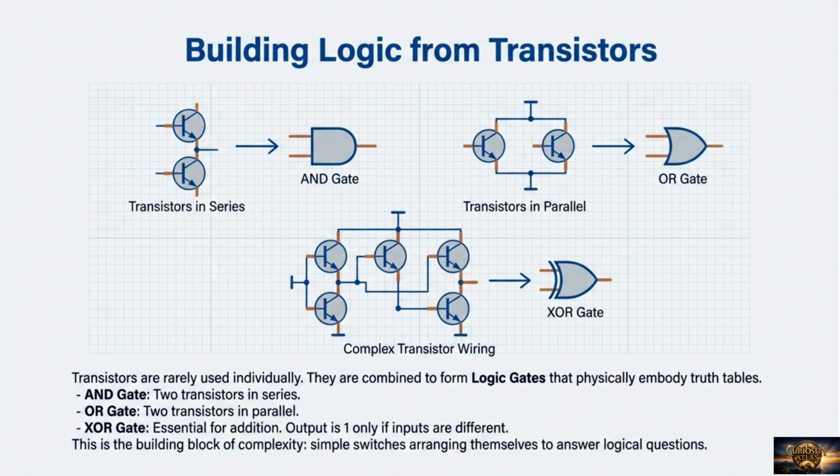Two transistors in series create an AND gate, while two in parallel create an OR gate. The XOR gate, essential for addition, outputs one only if inputs are different, building blocks of complexity.